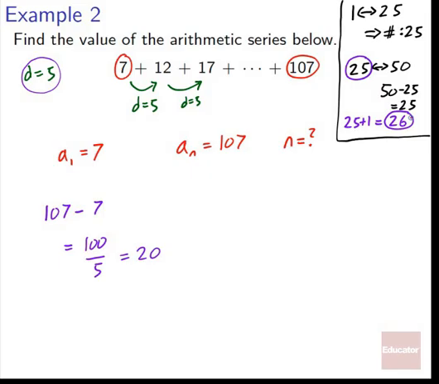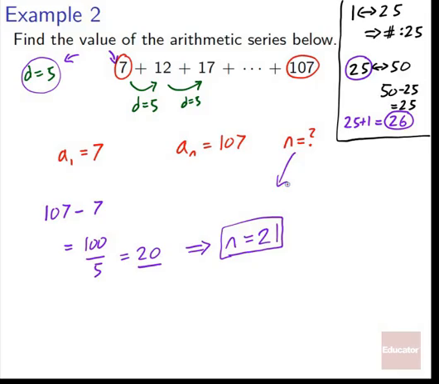So it's the same thing with 7 to 107. How many steps, if we've got a distance of 5 for each step, do we have to take from the 7? Well, we have to take 20 steps because 20 times 5 is 100. So if we take 20 steps of distance 5 from 7, we'll make it to 107. So we've got 20 steps, but we also have to count the 7, so we wind up actually having N equals 21. And so that's our value for N.